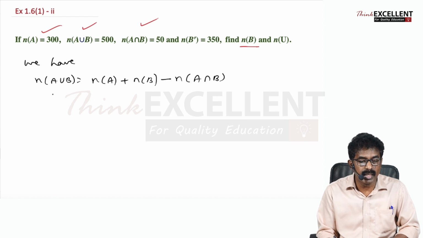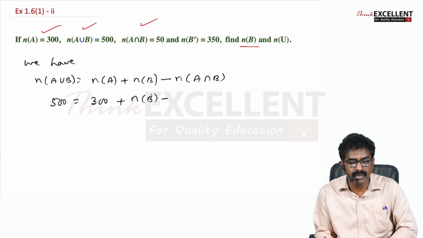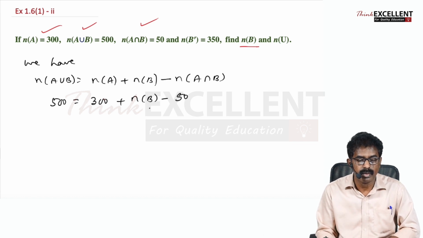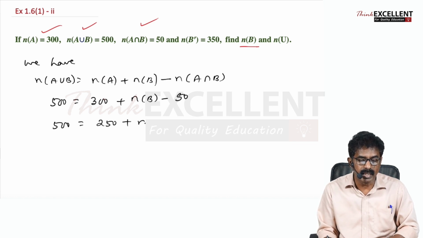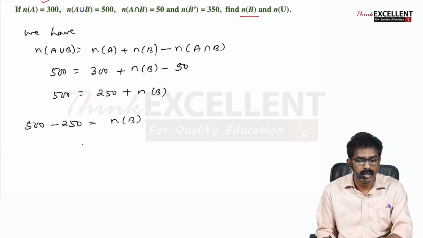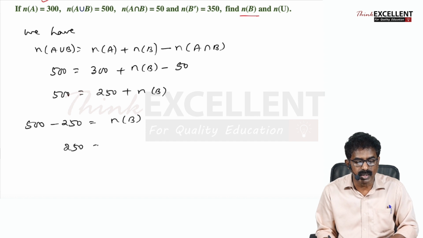Substitute the known values. N of A union B is 500. N of A is 300. Plus N of B, we don't know. Minus N of A intersection B, 50. So 500 equal to 300 minus 50, it is 250, plus N of B. So we want N of B. Already left side 500. Take that 250 here, minus 250. Right? So you are getting 500 minus 250, what is that? 250 equal to N of B. So N of B is 250.